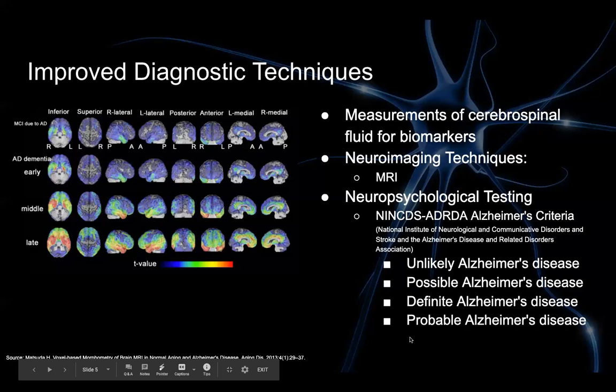The fourth criteria is definite Alzheimer's disease. And to get to this level of diagnosis, you usually need an autopsy or a biopsy that's confirmed histopathological evidence of Alzheimer's disease, such as the presence of amyloid beta plaques or tau neurofibrillary tangles.